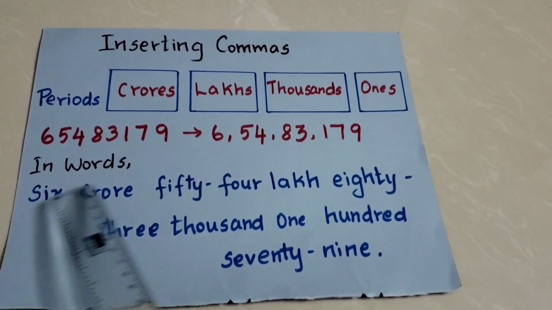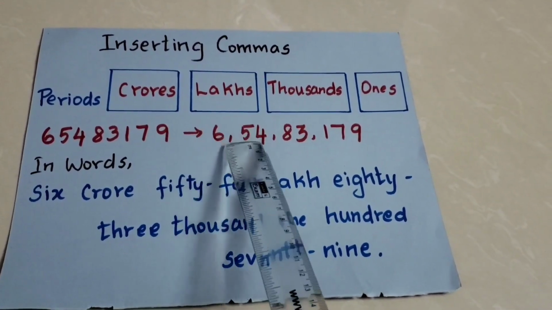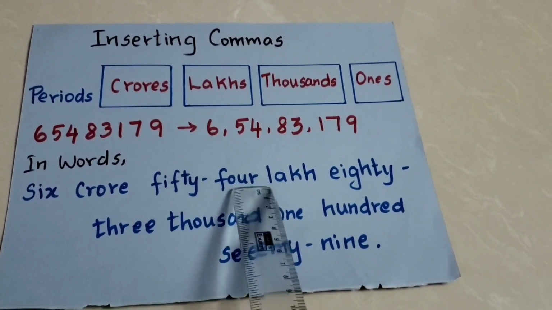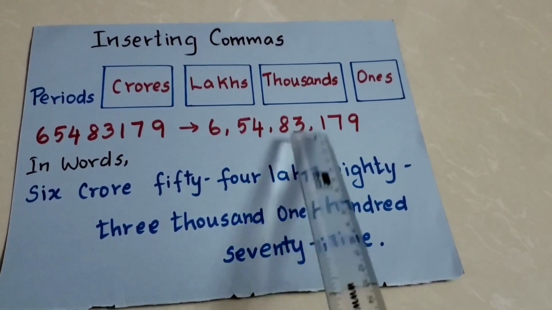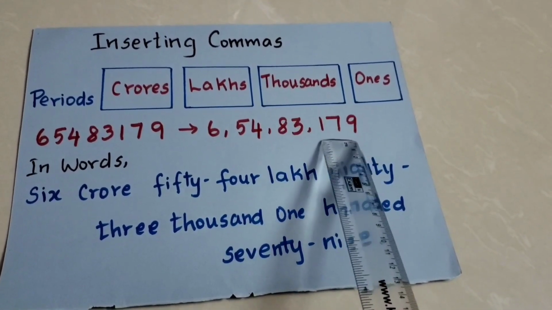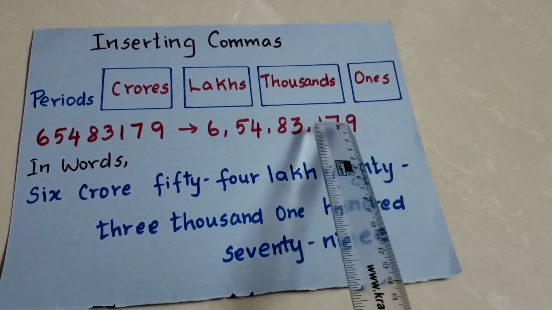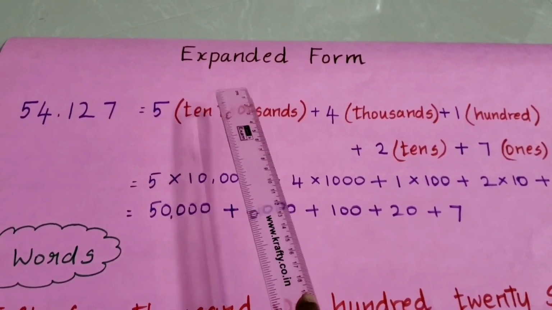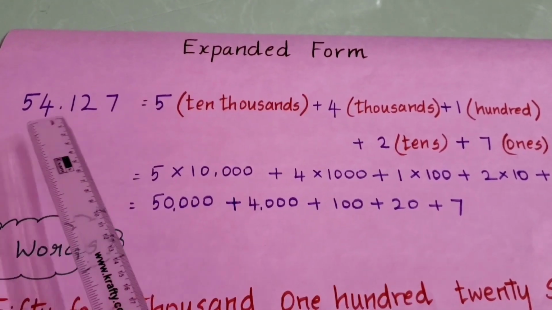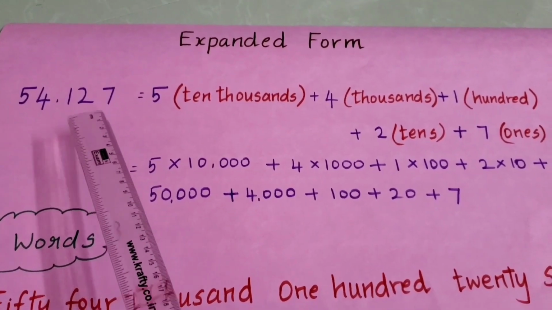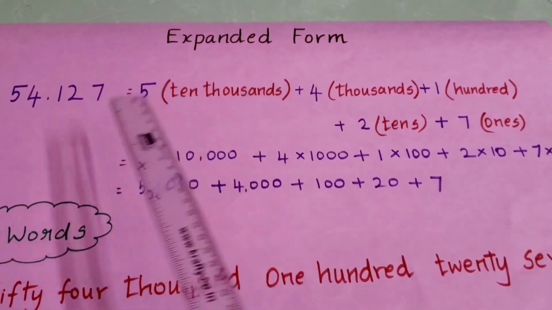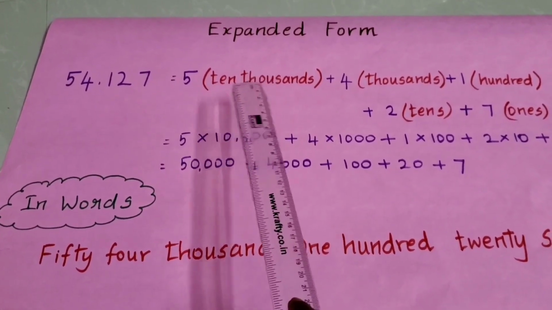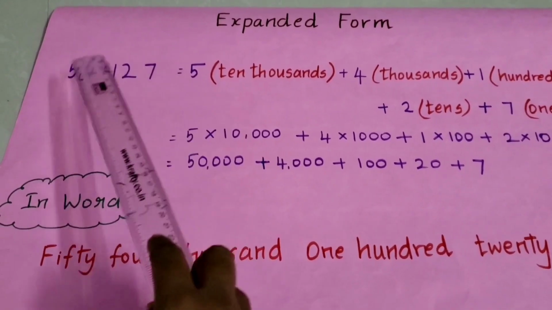So 6 crore. Next, in this period we have to read 54 lakhs 83,179. In this way we have to write in words. Next is expanded form. Let us see one 5-digit number and how to write it in expanded form. The expanded form shows the value of each digit.